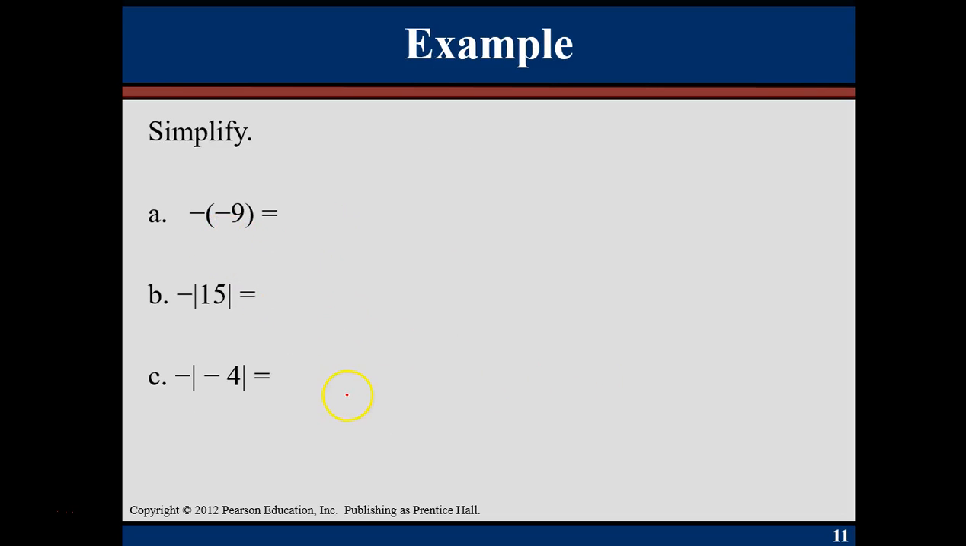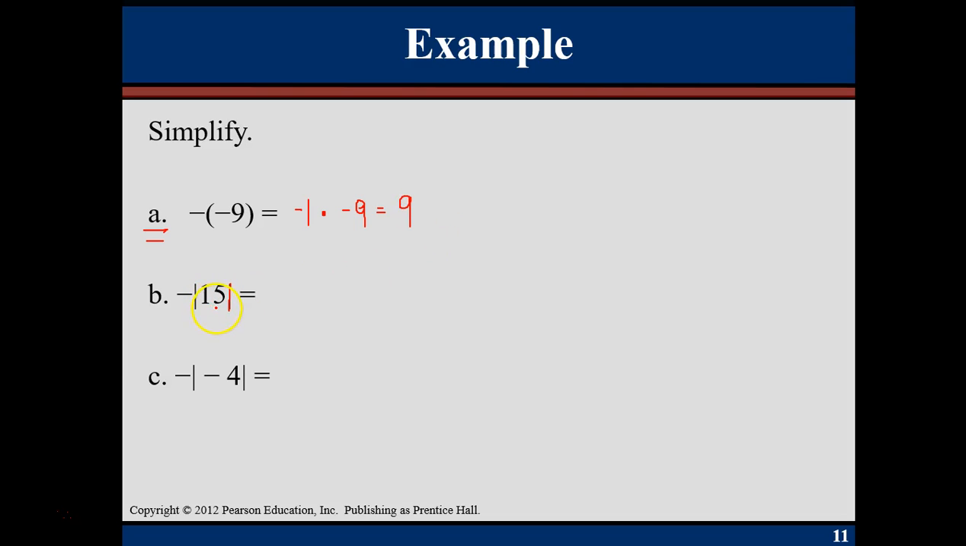Simplify these three seemingly absolute value questions. I say seemingly because in letter A, these are parentheses. Those are not brackets or absolute value bars. Notice the difference between the straight line and the curved. So this is really saying -1 times -9, which is just +9.